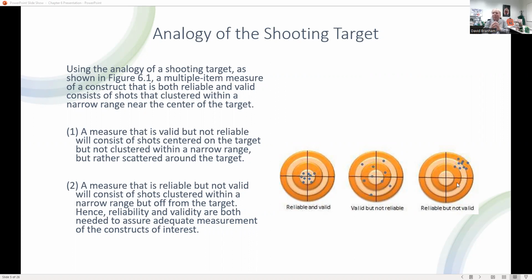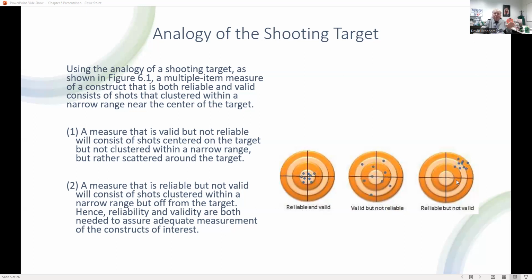Here you have a reliable measure. It's still hitting right around the same spot every time. The problem is that you're not hitting your target. So it's not a valid measure of your target, even though it's very reliable in that it consistently is in the upper right-hand corner of that target. So you have an invalid measure on the last one, but you have a reliable measure on the last one.